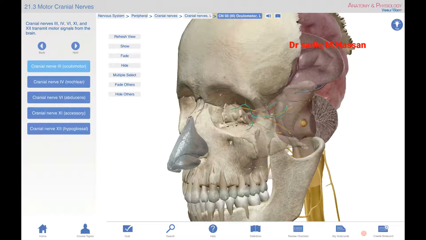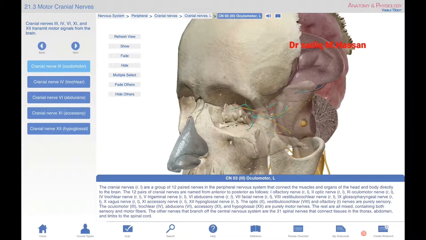This is the optic nerve. You see, this is the olfactory, and cranial number three. So it comes and it moves. We will see it in later details. But let us see details now. The cranial nerves are 12 groups.